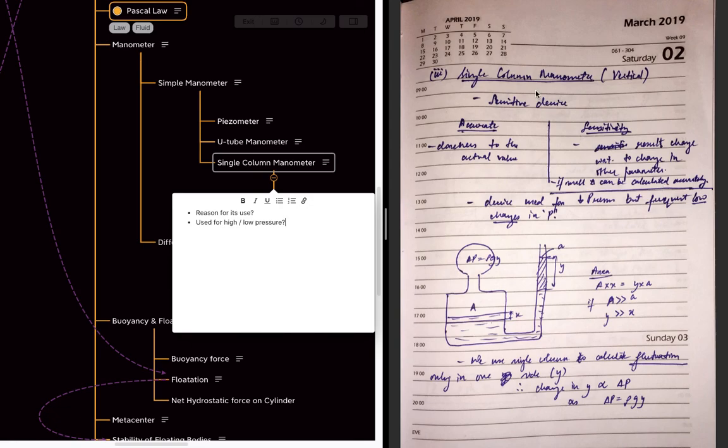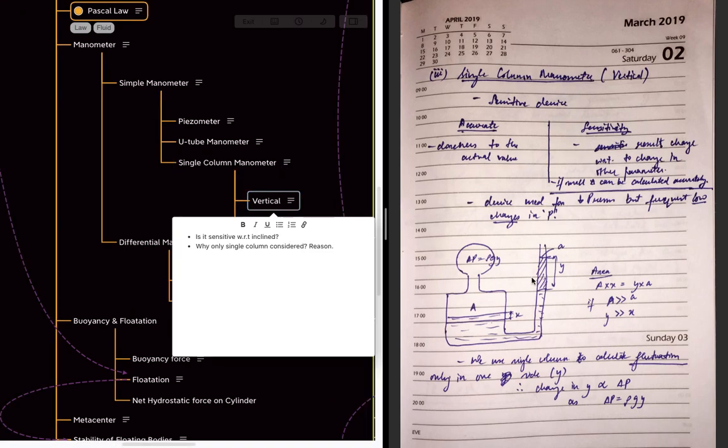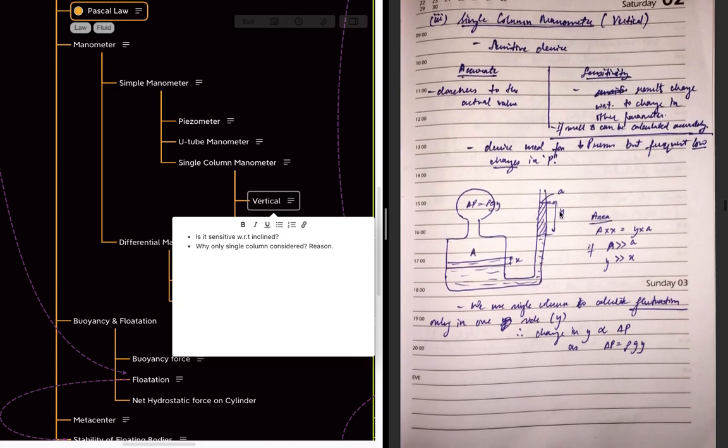So the single column manometer is basically used when the pressure is not very high. That means it is not used for high pressures. It is only used for low pressure, but where the change in pressure is very frequent. In that case, these single column manometers are used. So for the vertical column, this is the situation. We will see why the inclined ones are used.